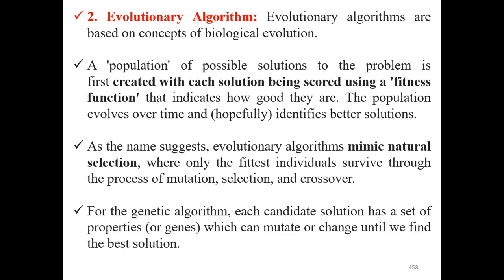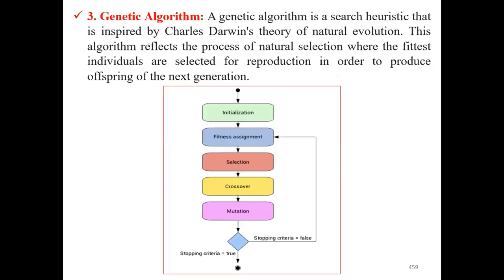As the name suggests, evolutionary algorithms mimic natural selection, where only the fittest individuals survive through the process of mutation, selection, and crossover. These are the operations we are performing in the evolutionary algorithm. It is just like biological evolution, how from infant, baby to child, child to adult, adult to old age. So for the genetic algorithm, each candidate solution has a set of properties or genes which can mutate or change until we find the best solution. That is called an evolutionary algorithm.